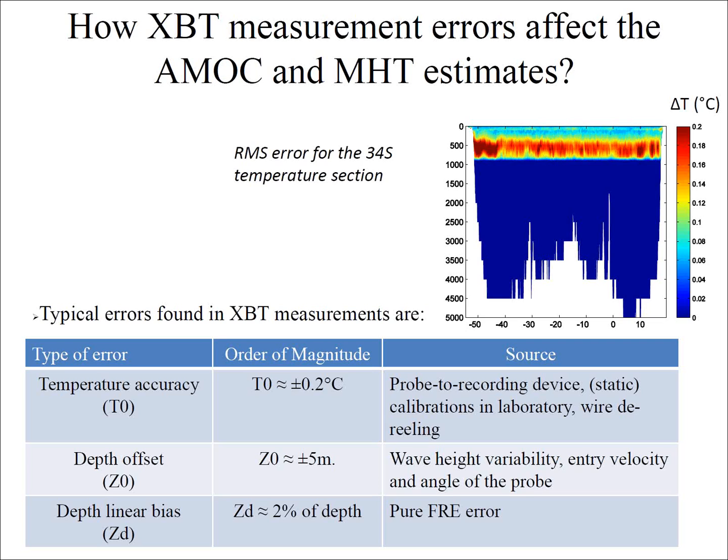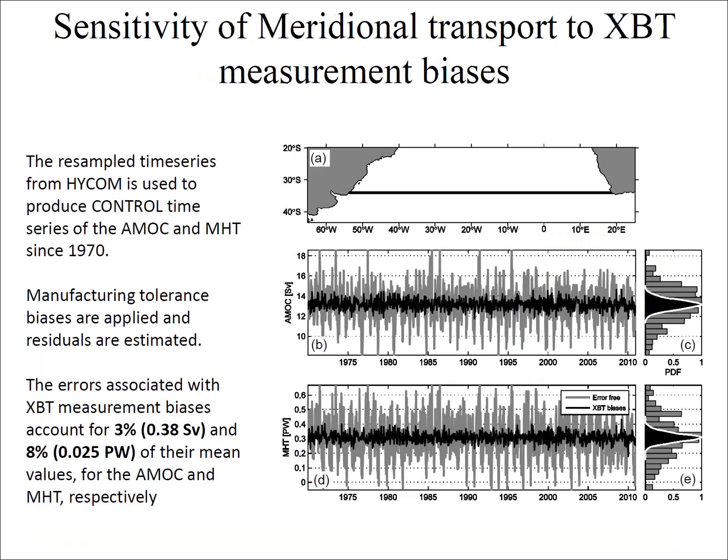And how would this influence our estimates of the AMOC and heat transport? We use the same model approximation. We resample the time series all the way to 1970. We did that exactly to avoid the interannual and decadal variability, so we have a more robust, really Gaussian error. This is how we approximate them.